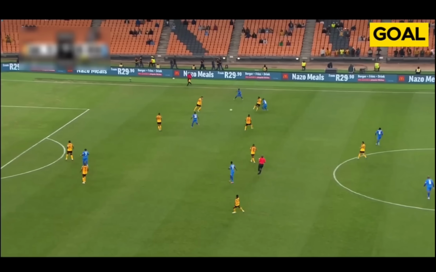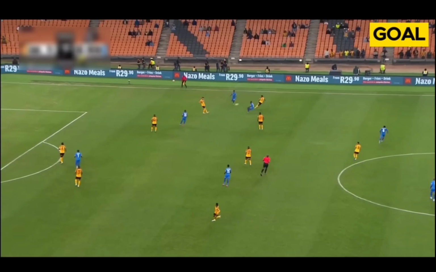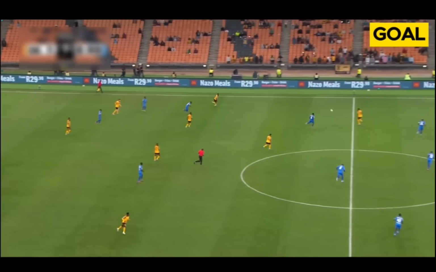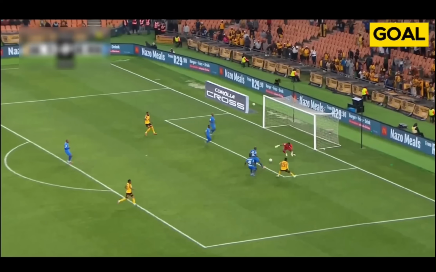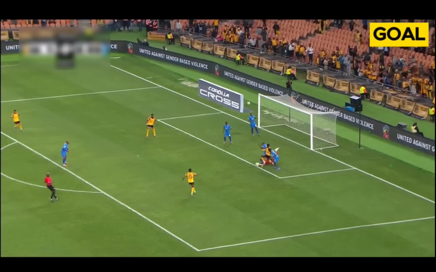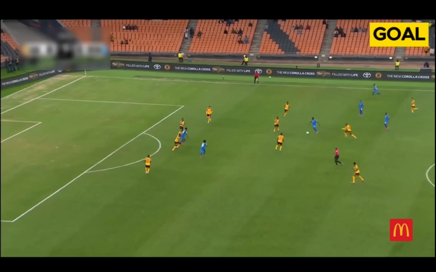Once again, you can see the shape. Now for the goal, you see that Chiefs were set up to transition very quickly as well in case where they lost the ball. Like here, they just won the ball back, and look at how quick the transition is. And then the next thing you find them on the other end of the box trying to score.